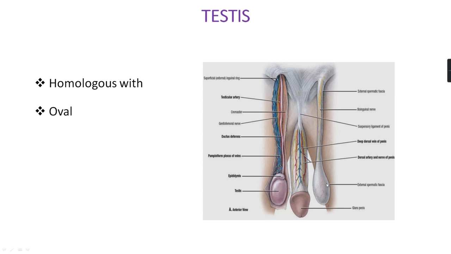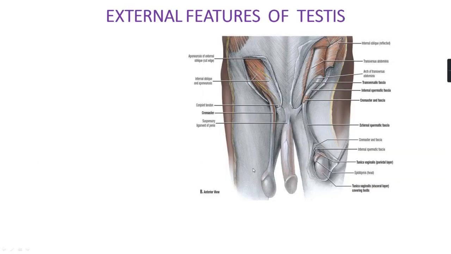The left testis is somewhat lower than the right testis. The testis is oval in shape. If we see its dimensions, it is 3.75 centimeter long, 2.5 centimeter broad from before backward, and 1.8 centimeter thick from side to side. See, the testis remains like that. The upper pole of the testis is somewhat forward and upward. It is 10 to 15 gram in weight.